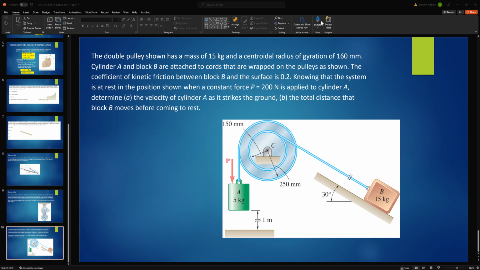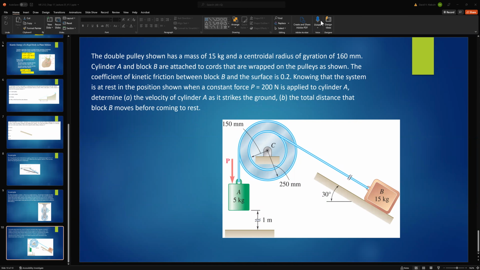And then they give you the coefficient of friction. And so we're given it's at rest. And we want to know, again, how far is block B going to slide up the hill once block A hits the ground, and how fast is block A going when it hits the ground. All right. So that's the overview of it.